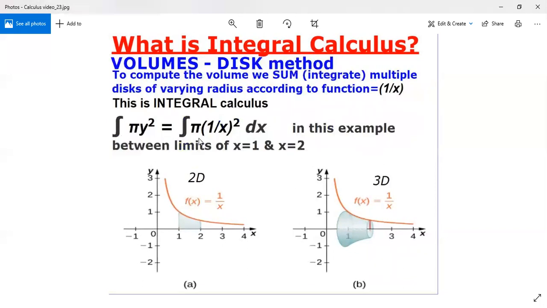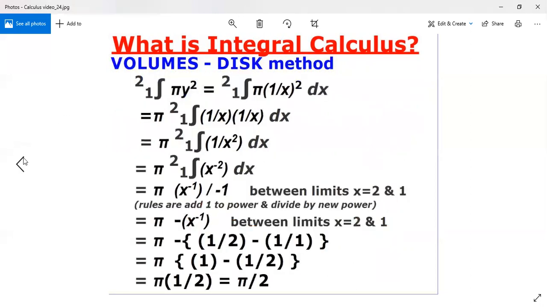If we use rules of integral calculus, and we want the volume between x equals 1 and x equals 2, then we integrate the function between those limits. And it's a function of x now, given by the 2-dimensional formula. We add 1 to the power and divide through by the new power. So we've got 1 over x squared, which is x to the minus 2. If we add 1 to the power, minus 2 plus 1 gives us a power of minus 1, divided through by the new power.